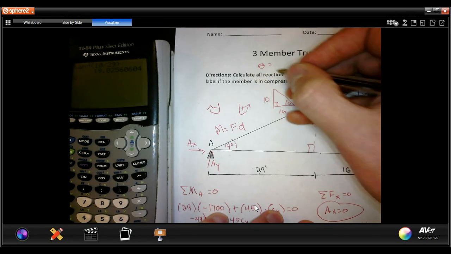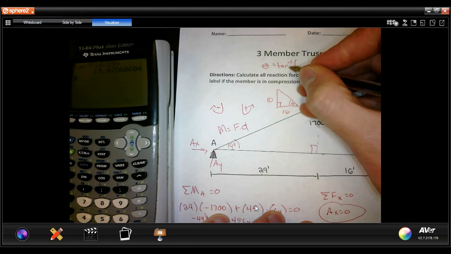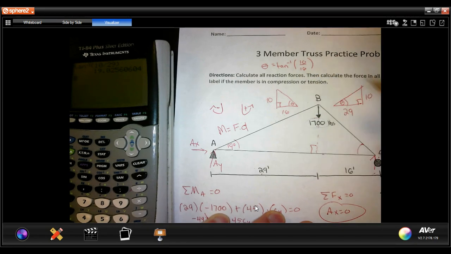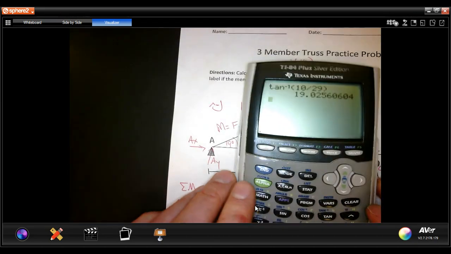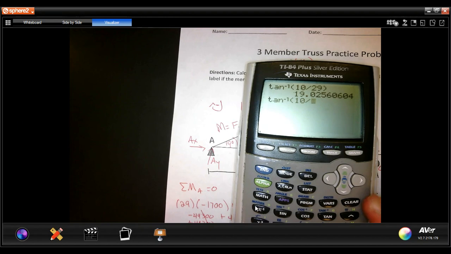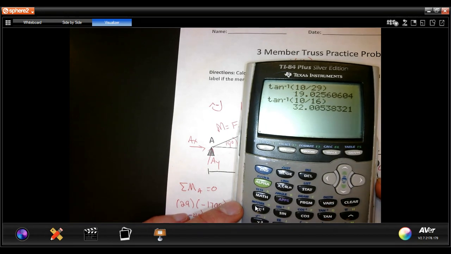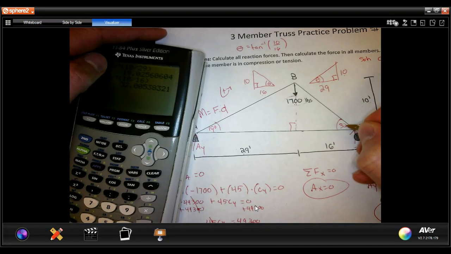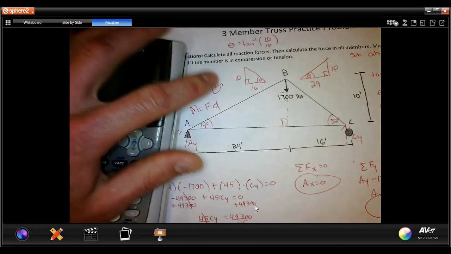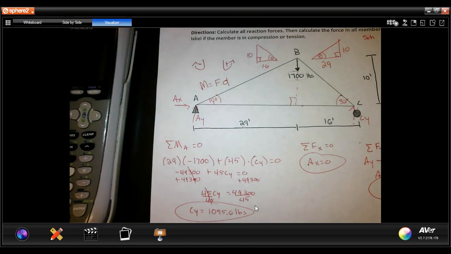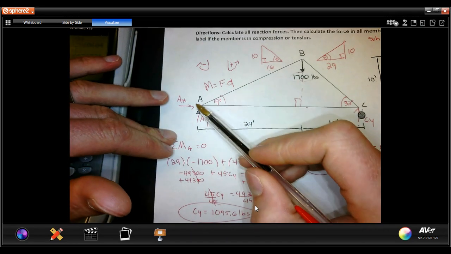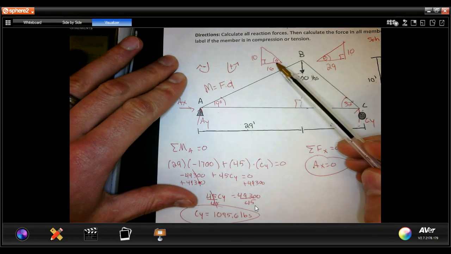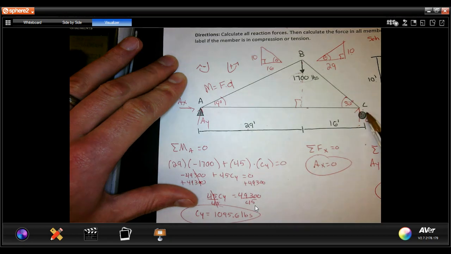Theta is equal to the tangent inverse. You always have to use the inverse anytime you're trying to find an angle, of 10 over 16. So again, it's second tangent of 10 over 16 this time, and you get 32 degrees. So now I know that this is 32 degrees, and this is 19 degrees. Now we focus in on pin A.